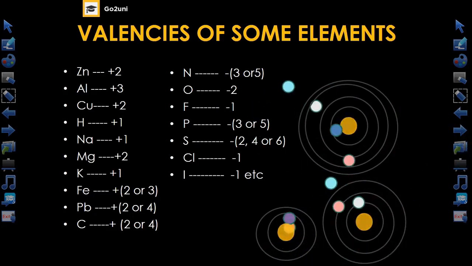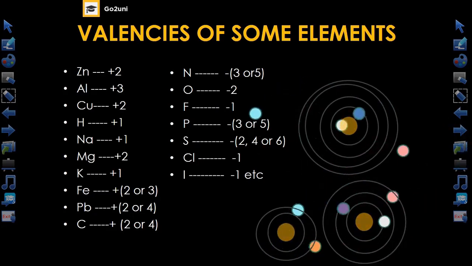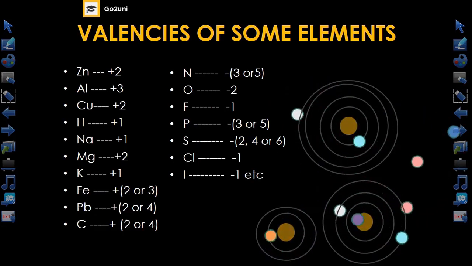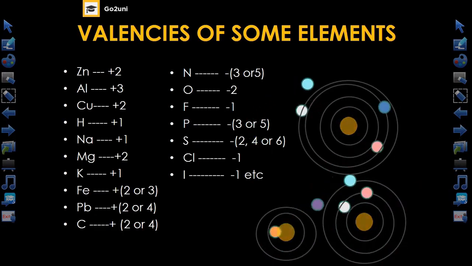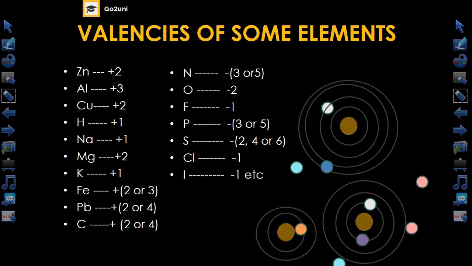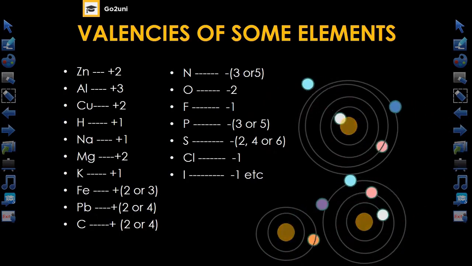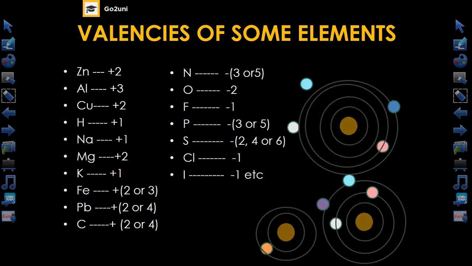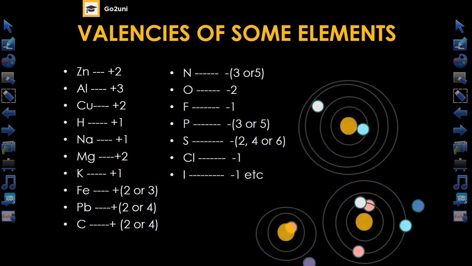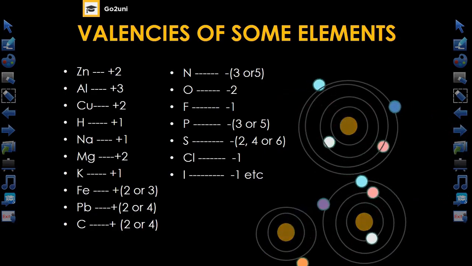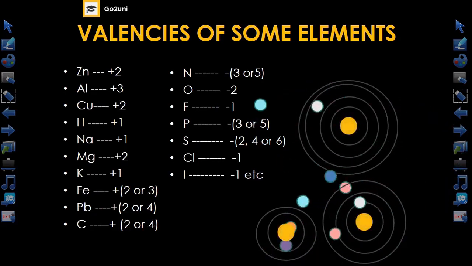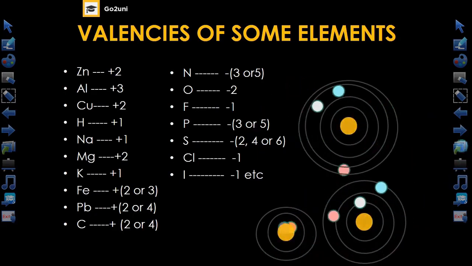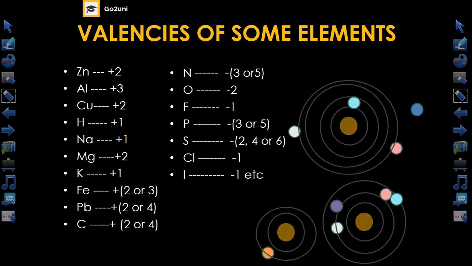Iron has plus 2 or 3, lead also plus 2 or 3, carbon plus 2 or 4, sodium plus 1, copper plus 2. Going to the other side, the anions, the non-metals: nitrogen has minus 3 or 5, oxygen minus 2, fluorine minus 1, phosphorus minus 3 or 5. So these are some examples of valences for different elements. We shall get to know how these valences play a crucial role in the chemical reactions that these elements are actually involved in.